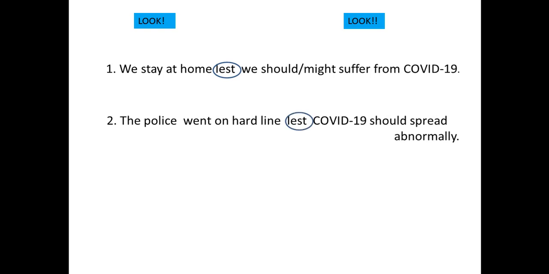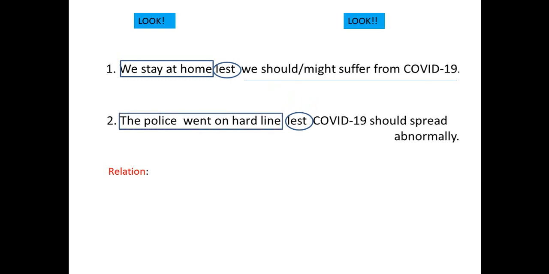So let's look at the sentences on both sides of it for our relation. We stay at home. We might suffer from COVID-19. Next one, the police went on hard line. COVID-19 should spread abnormally. The question is, can you guess what they actually mean? Okay, you have got the message. The first sentence, the sentence that comes before lest, shows precautionary activity, and the sentence that comes after lest expresses danger.